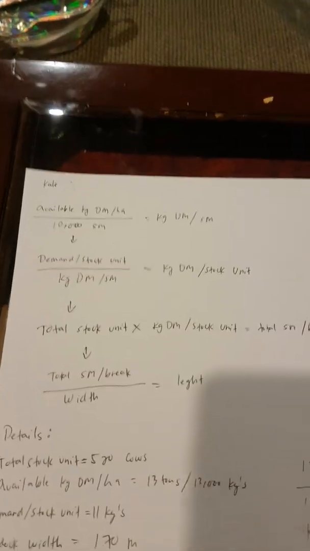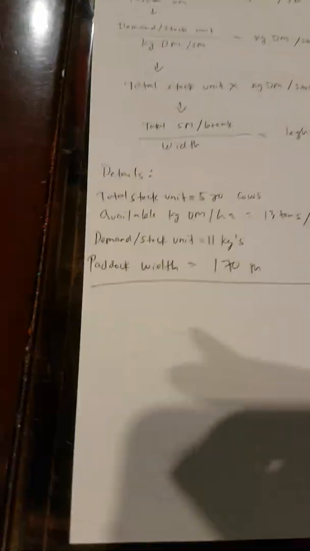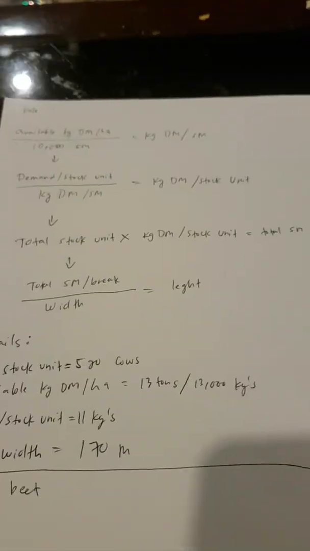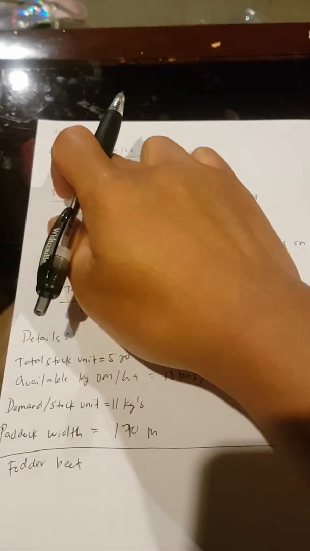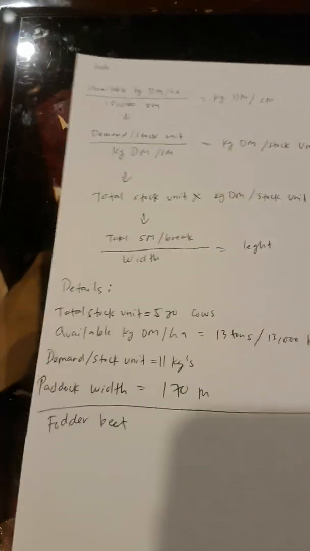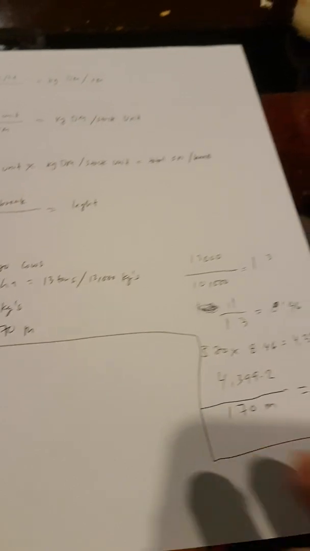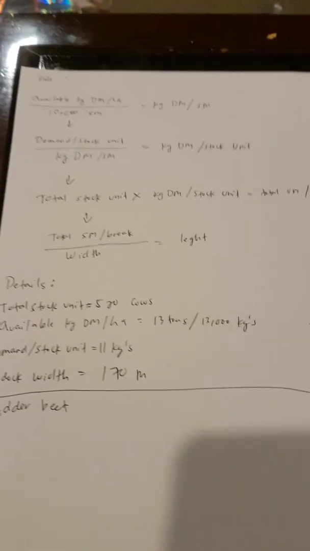Now that we finished with kale, next is fodder beet calculation. I'm running out of white paper, so I'm using this fodder beet. My formula for fodder beet calculation is pretty much the same as kale, okay? But the only difference between fodder beet and kale is fodder beet's a whole lot heavier than kale. There's more kilogram dry matter per hectare.